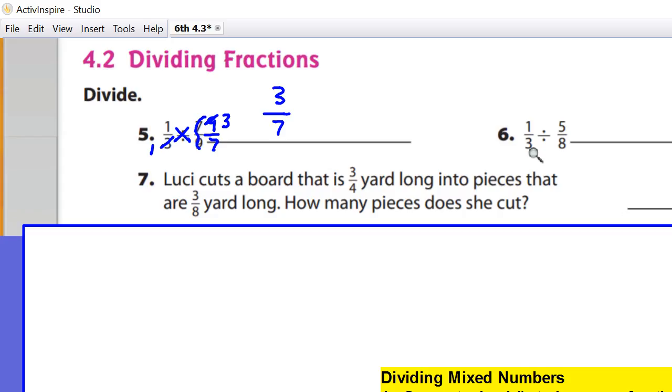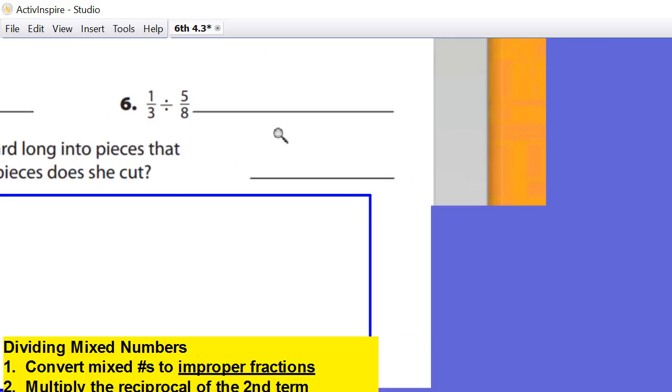So let's go ahead and go to number 6. 6 is 1/3 divided by 5/8. The first step is to multiply by the reciprocal. The reciprocal of 5 over 8 is 8 over 5. The second step is to check for anything that simplifies. 1 and 5 don't share any factors other than 1, neither do 3 and 8. So the next step is to multiply your numerators. 1 times 8 is 8. Your denominators, 3 times 5 is 15. That is a regular fraction which doesn't simplify, so that is the best answer.